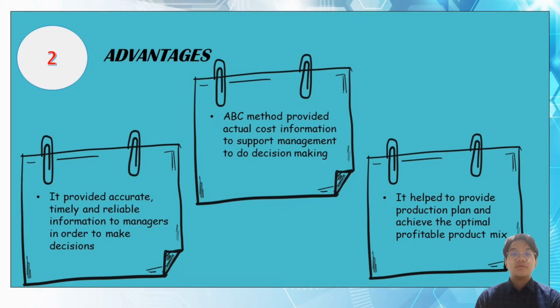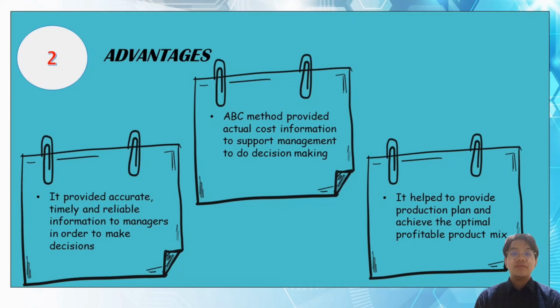For the first one, it provides accurate, timely and reliable information to managers in order to make decisions. This ABC method is based on every single activity being studied and analyzed. Second, it provides actual cost information to support management in decision making. Since ABC is based on every single activity being studied and analyzed, the company will be able to make decisions on how to reduce costs and avoid wastage.